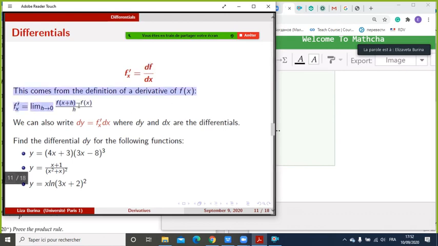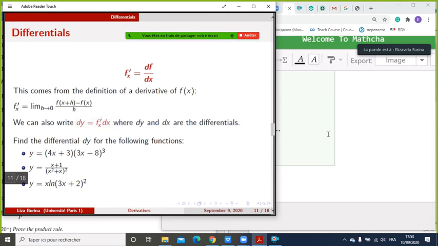And this does come from the definition of a derivative, because after all, what we have both here and here are those increments and changes. But if you don't want to go too deep into the theoretical part, you can first of all get used to the wording and the notation of differential. And then I'm going to show you one example.